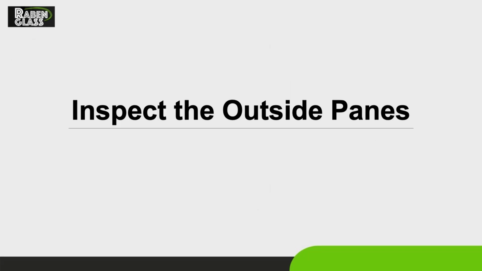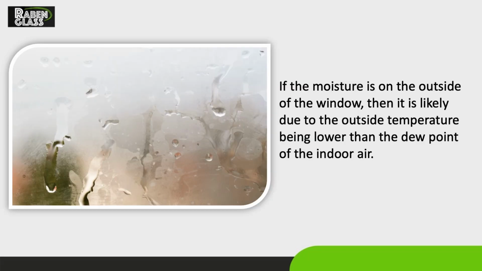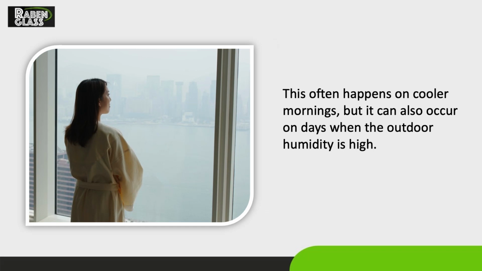Inspect the outside panes. If the moisture is on the outside of the window, then it is likely due to the outside temperature being lower than the dew point of the indoor air. This often happens on cooler mornings, but it can also occur on days when the outdoor humidity is high.